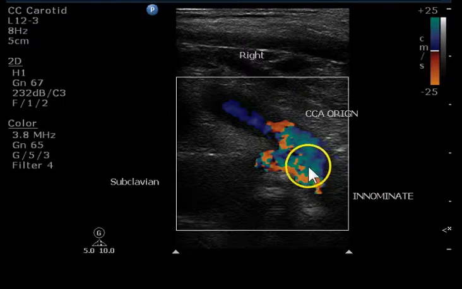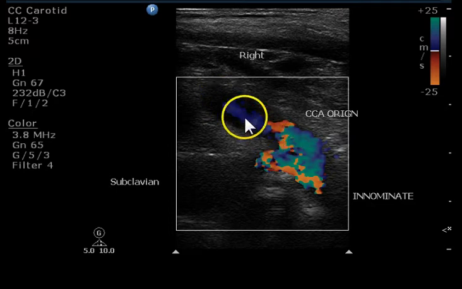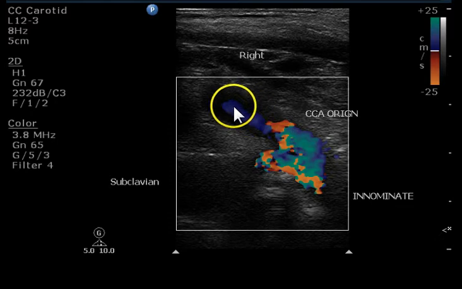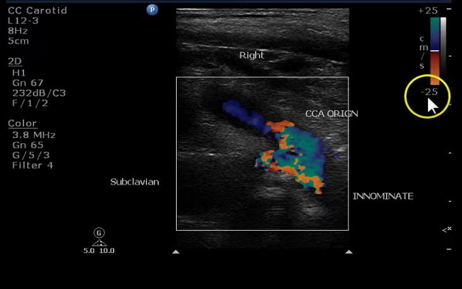Here we see the innominate artery with color Doppler in it. We can see some flow going toward the top of the screen or toward the transducer in the common carotid artery. The color Doppler here is reversed so that flow toward the top of the screen is blue. So blue is the correct direction of flow for the common carotid artery on this image. Some turbulence is seen in this area. This may be due to a rather low PRF selection in the color legend.